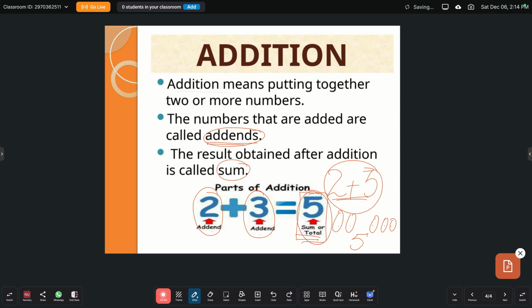What is that known as? Sum. Okay, beta. So you got it now that addition means putting together two or more numbers, and the numbers that are added together are called addends. And the result that is obtained after the addition is called sum.